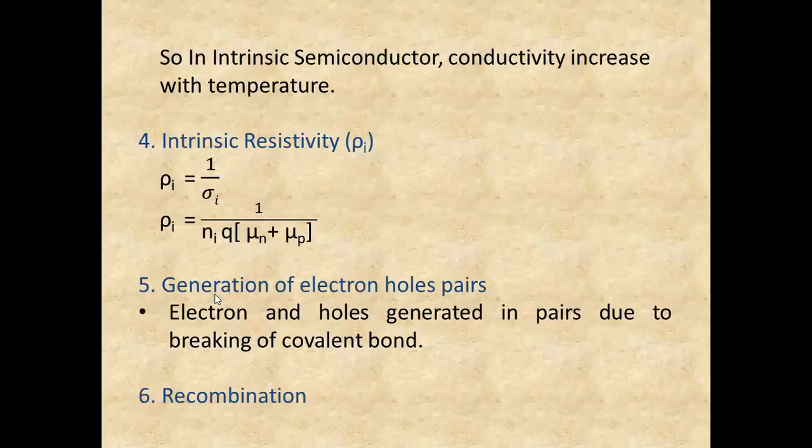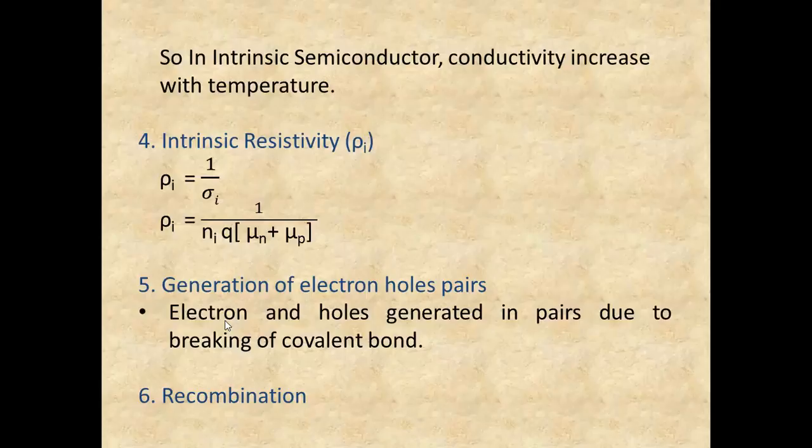What is generation of electron hole pairs? The process when electrons and holes are generated in pairs due to the breaking of covalent bonds is known as generation of electron hole pairs.